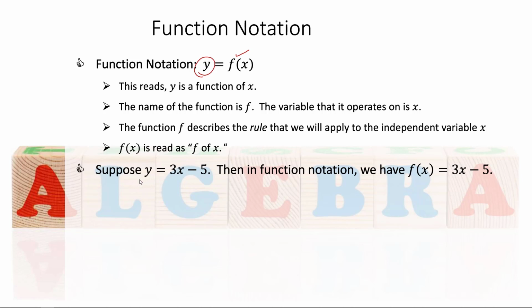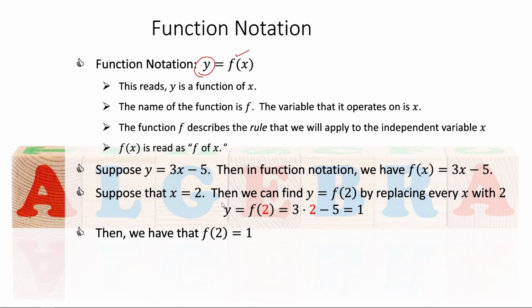For example, suppose we have the equation y is equal to 3x minus 5. We replace y with f of x, and then we have f, which is a function of x, is equal to 3 times x minus 5. Whatever we replace x with, we follow this rule. We take whatever goes in here, multiply it by 3, and then subtract 5 from the product.